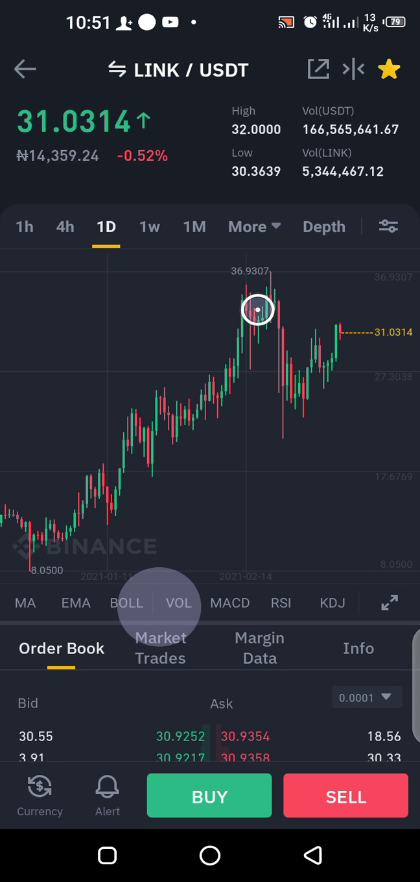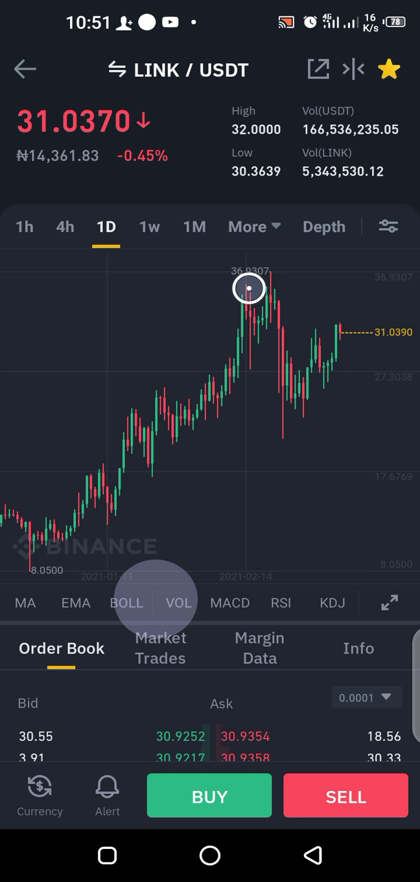Whales in the market can manipulate the market the way they want. For example, someone like Elon Musk. You know how the market changed when Elon Musk bought $1.5 billion worth of Bitcoin. Elon Musk is smart money in the market. He is a whale and can manipulate the market to go whatever way he wants.